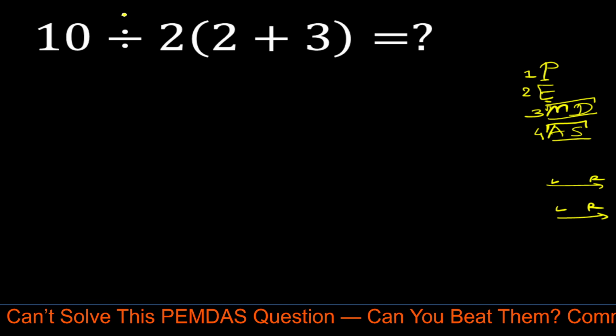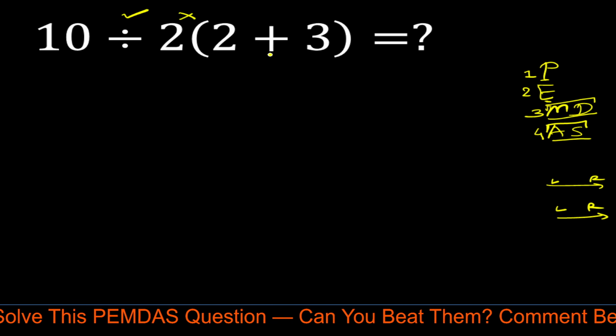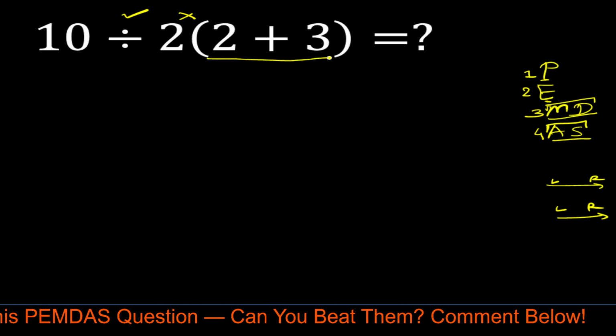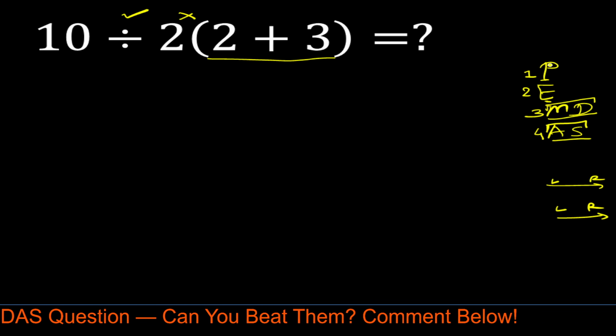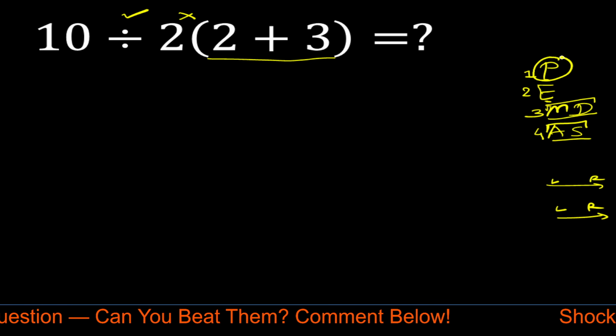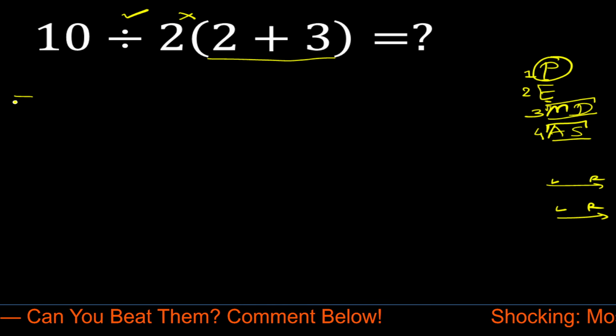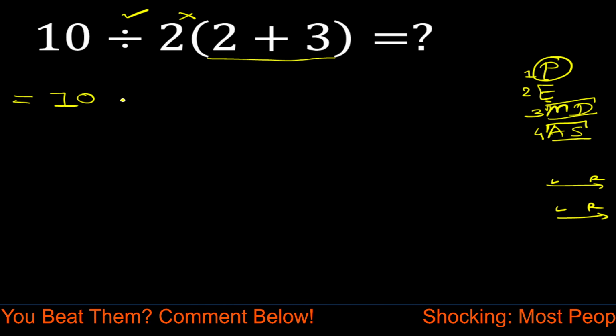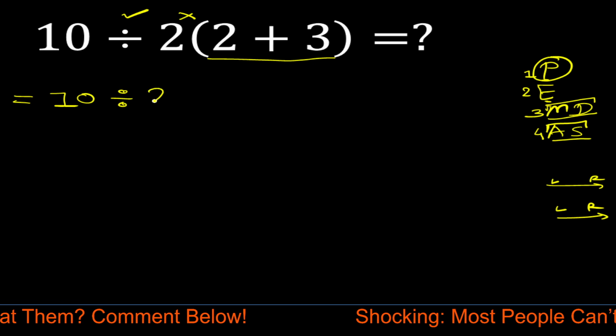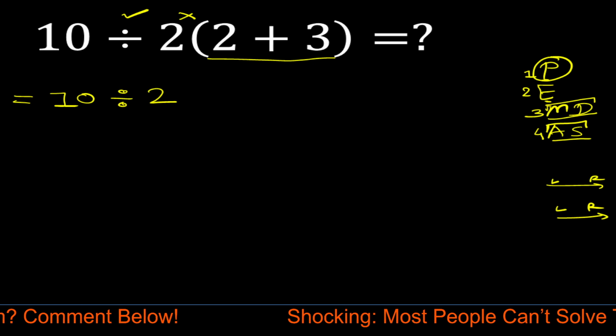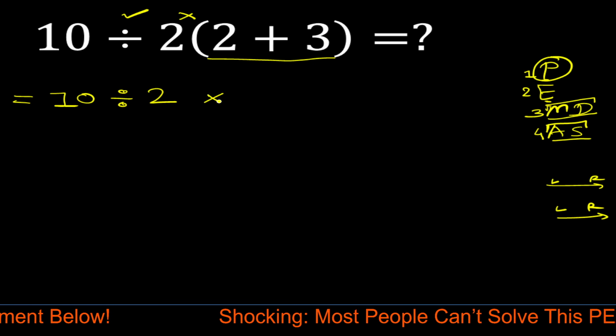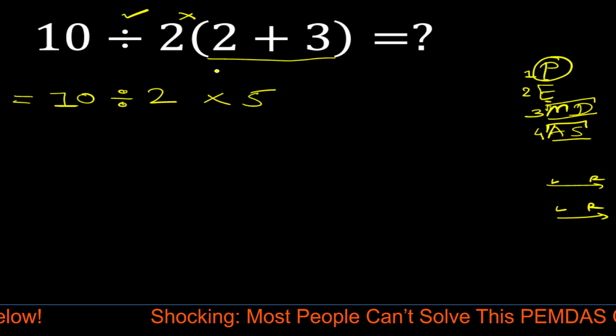So in this question, here we have one division, here multiplication, and here we have one parenthesis, right? So according to the PEMDAS rule, first we have to solve the parenthesis. So now 10 divided by 2. Now solve this parenthesis. 2 plus 3 is equal to 5. So times 5. Right?